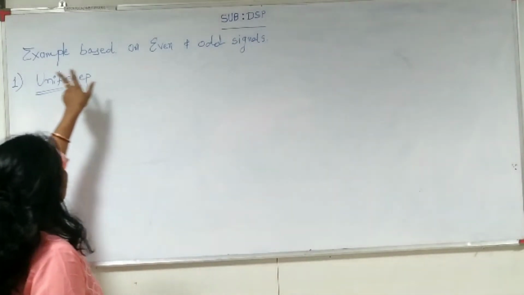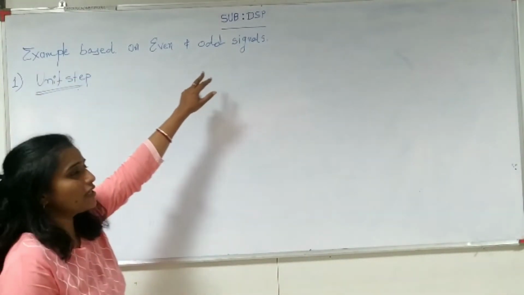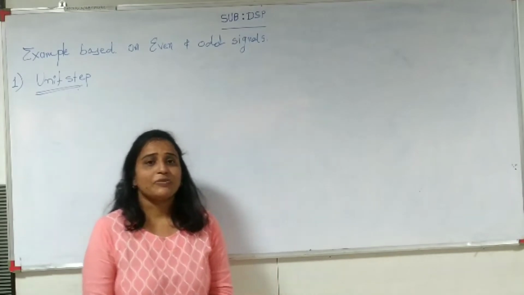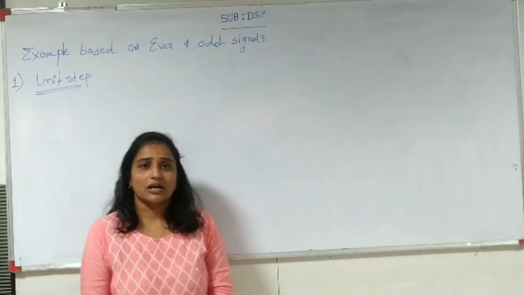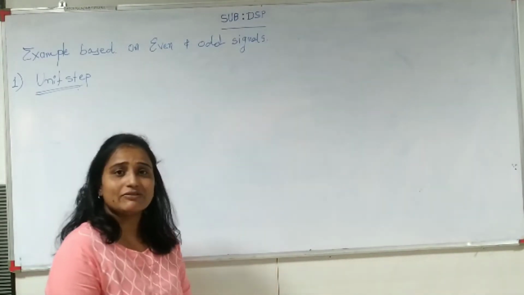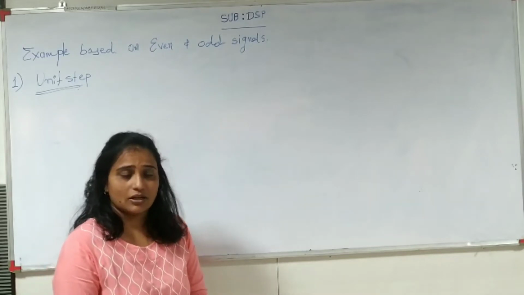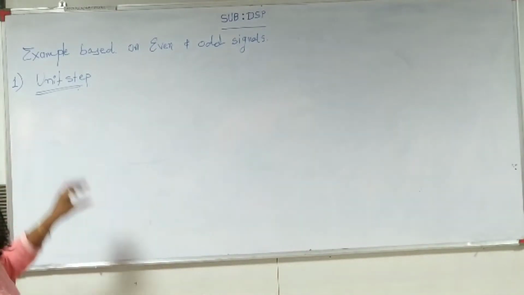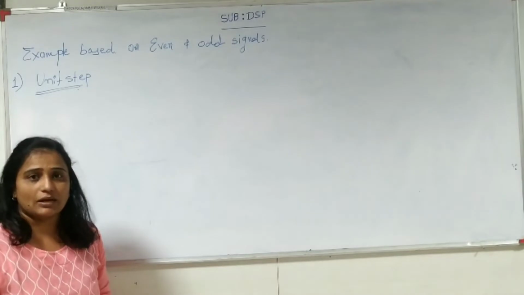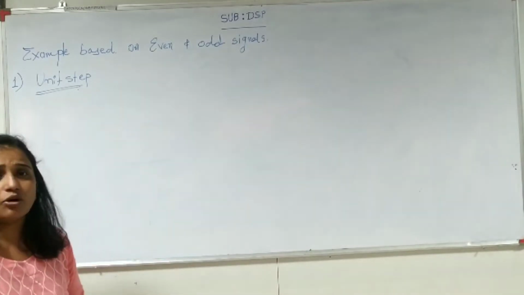And today my topic is examples based on even and odd signals. Okay. Now, we saw in the previous session what an even signal and an odd signal are. In this session we will see different types of examples based on even and odd signals.